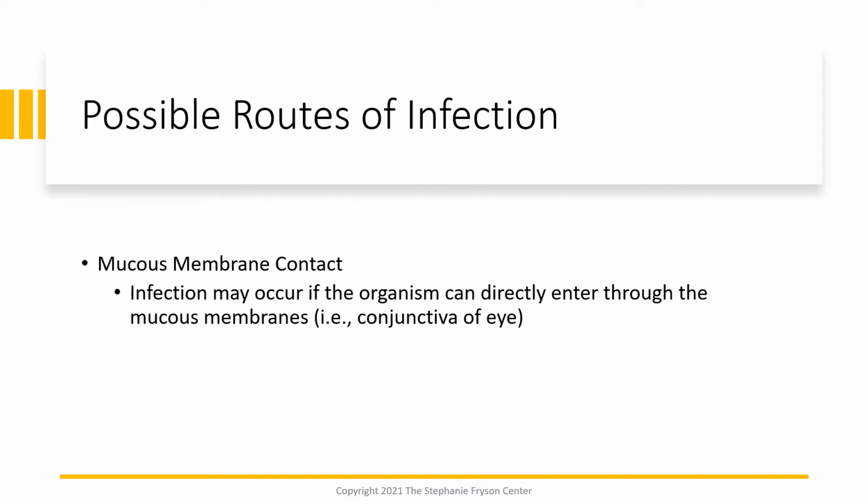Another way you can have infection is through the mucous membrane that's normally around your eye. So the infection may occur if an organism can directly enter through the mucous membrane, the conjunctiva of the eye. That's when you are wiping your eyes while you're in the laboratory. You can even have your gloves on and they're dirty and wipe your eye, and I actually have seen people do this.